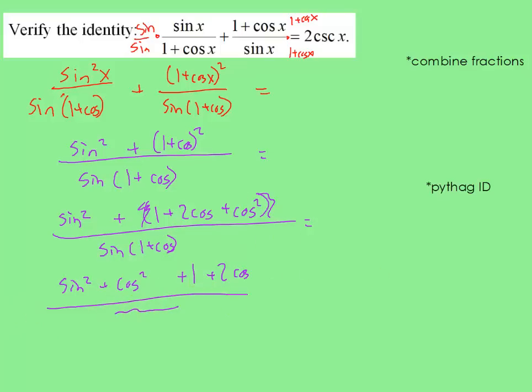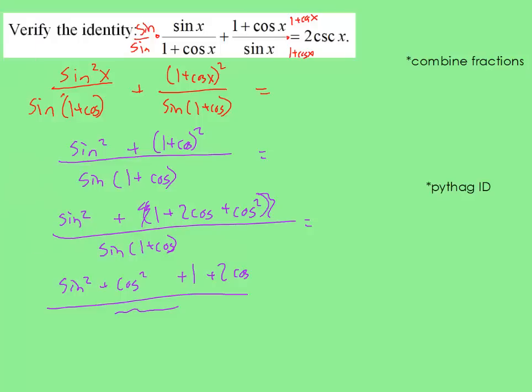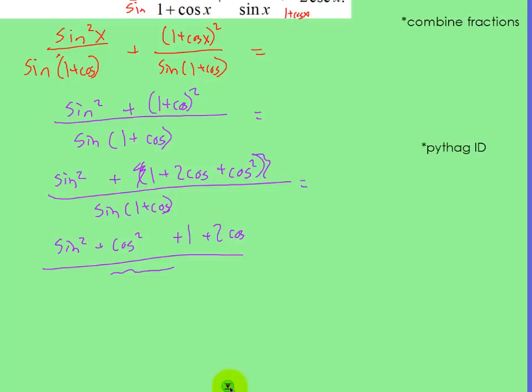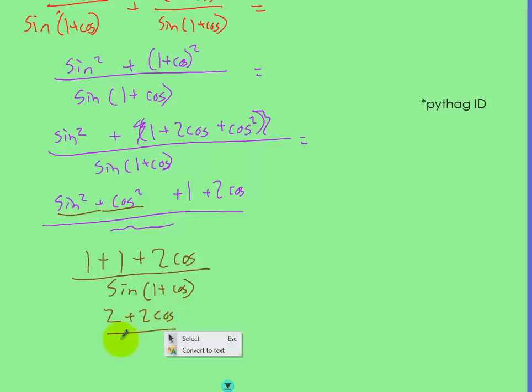Now the neat thing, I've got to get my page extender here because this is going to be a lot of work. The neat thing about that is you know that sine squared plus cosine squared is going to be 1. So this part right here is going to combine to 1. So what I have is 1 plus 1 plus 2 cosine over sine times 1 plus cosine. All right, and again, this is going to be 2 plus 2 cosine over sine times 1 plus cosine. And that equals what? I've lost track now. There's so much work. 2 cosecant of x.